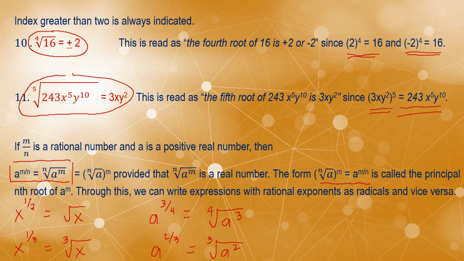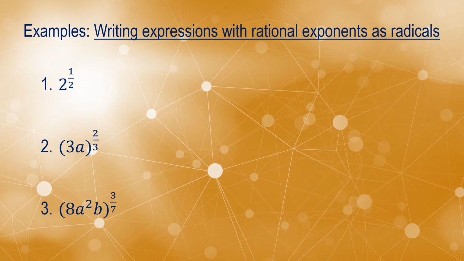If we will try to observe, the denominator in the rational exponent becomes the index, and the numerator is the exponent of the radicand. Let's have more examples of writing expressions with rational exponents as radicals.